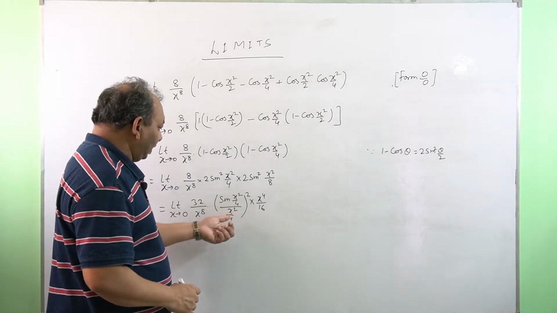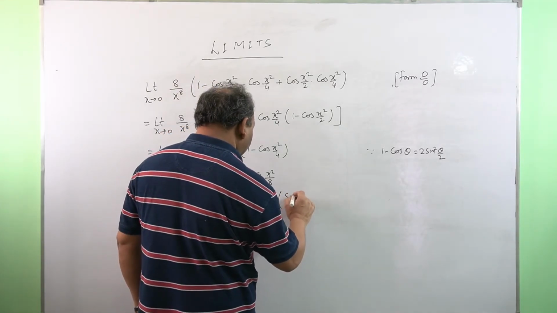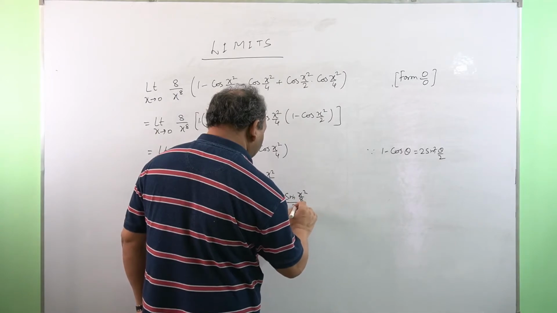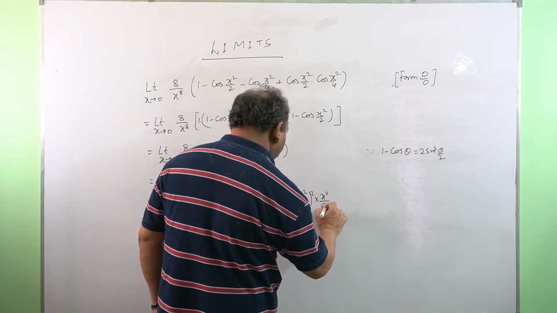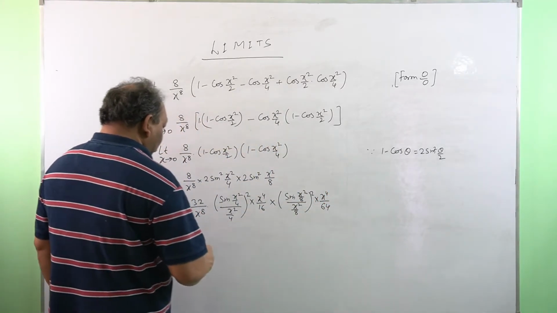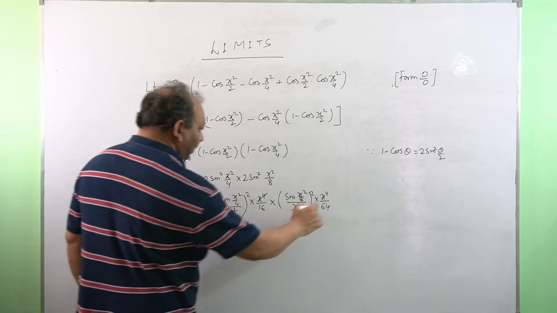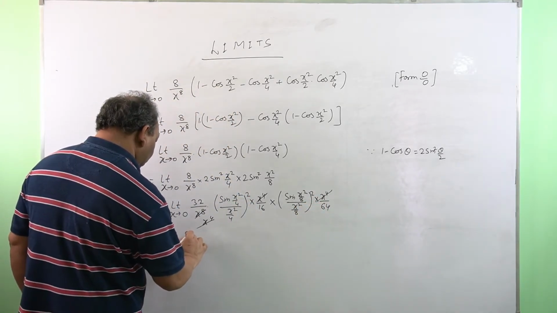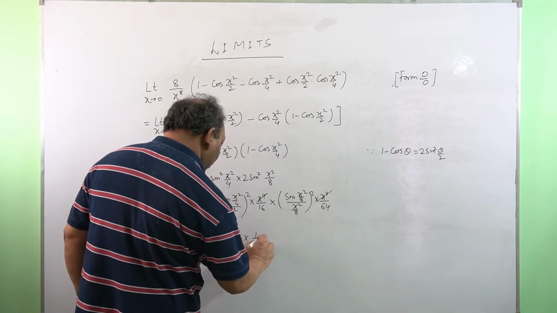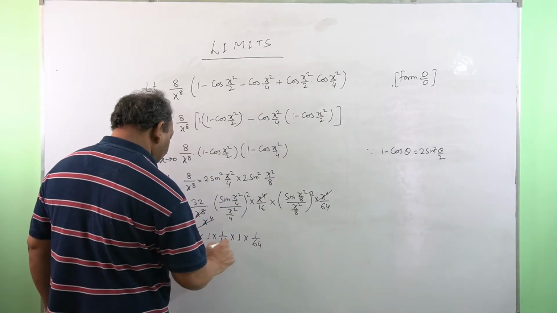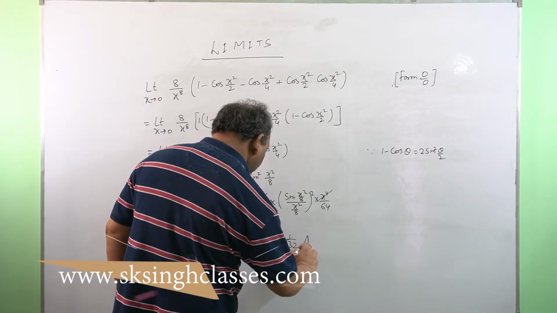Multiply and divide by x square by 4. x raised 4 by 16 into (sin x square by 8 divided by x square by 8) whole square into x raised 4 by 64. x raised 4, x raised 8 cancel out, x raised 4 in the quotient, x raised 4 cancel, means 32 into 1 into 1 upon 16 into 1 into 1 upon 64. So 1 upon 32 is the required answer.